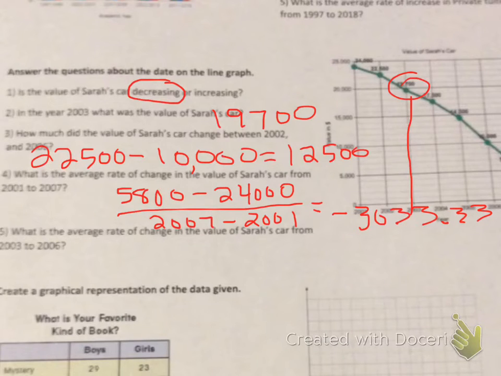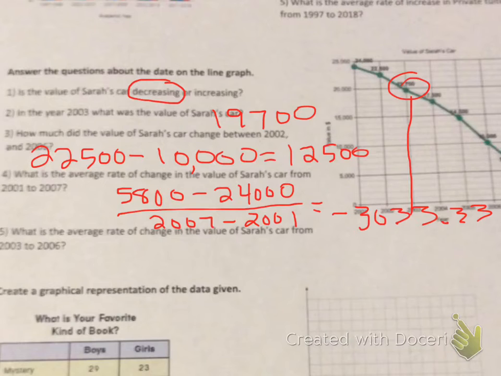Why would that be negative? Well, it would be negative because her car is depreciating or losing value. So I would expect that to be a negative number because that's what's happening. On the last problem, our numbers were always positive because it was an increase in tuition every year. This time it was a decrease in the car's value.